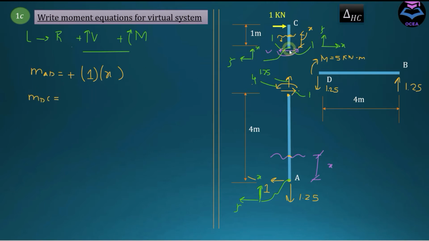is equal to, this force is creating clockwise moment. So this is going to be positive, and it has a perpendicular arm. This force has a perpendicular arm with respect to this section equal to x. And we have this moment which is acting in counterclockwise direction. So this is going to be negative.